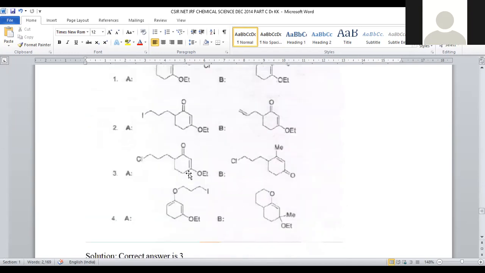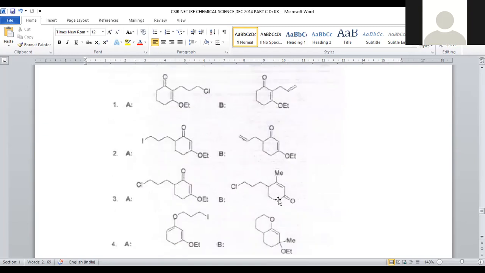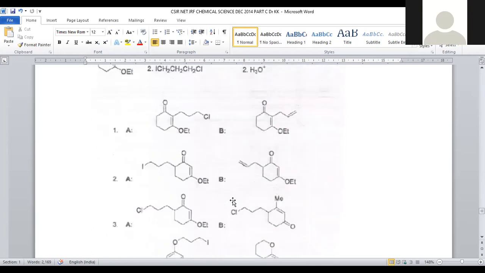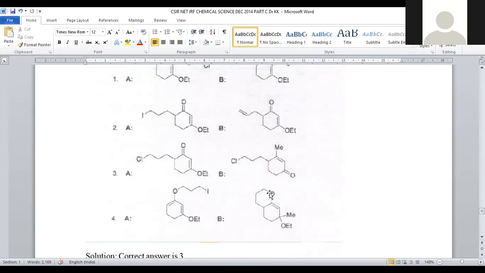So here, question number 120, option number 3 will be the correct answer, where you got alpha beta unsaturated at a meta position with respect to this methyl. So A will be an alpha beta unsaturated ketone that is added with the alkyl functional group at the alpha center. Treating with methyl magnesium bromide followed by hydrolysis, you will get the alpha beta unsaturated compound B. So for this question, option number 3 is the answer.